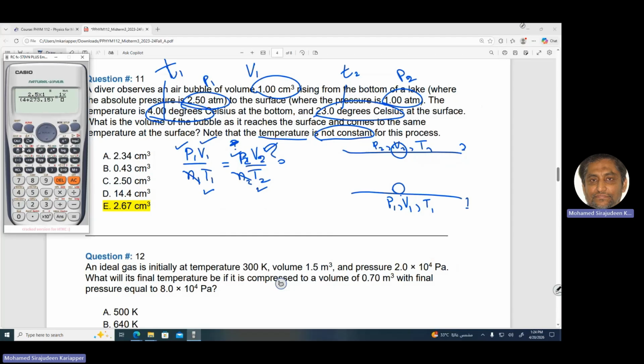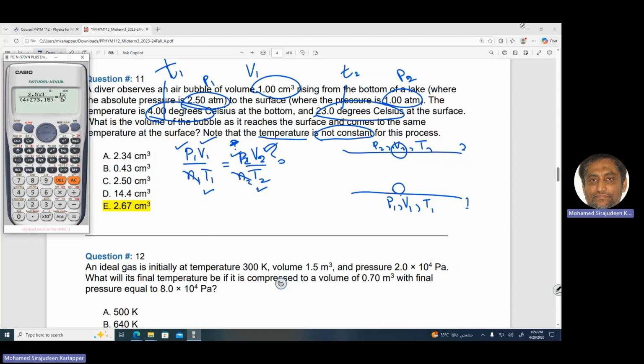To convert the pressure to Pascal? No need. Why? See, 2.5 is P1, right? P2 is 1. If you want to convert, what will you do? You will multiply by a certain factor. That factor is going to be on the left-hand side as well as the right-hand side. They are going to cancel. You are just wasting your time. Time is of importance when you are doing the exam. If it is appearing on both sides as a ratio, at the same level on either side, then you don't have to worry about converting it.